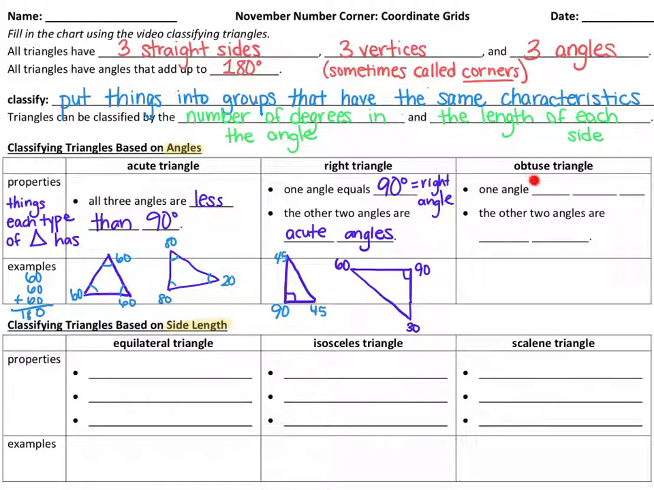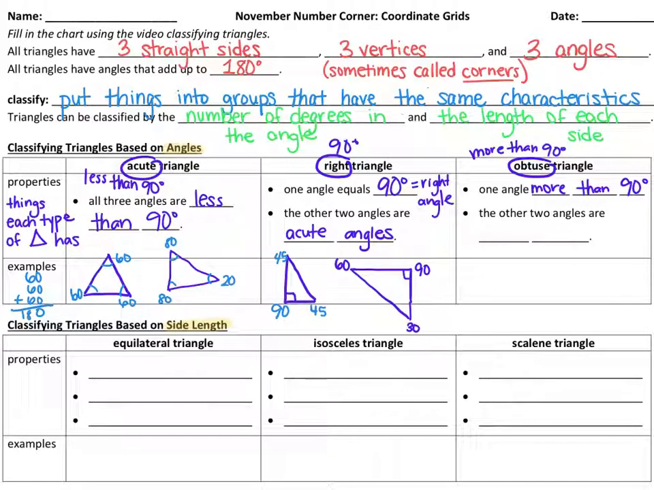Now let's do obtuse triangles. An obtuse angle has more than 90 degrees. So in an obtuse triangle, one angle is more than 90 degrees. So I circled obtuse and I wrote more than 90 degrees. A right angle is exactly 90 degrees and an acute angle is less than 90 degrees. Pause the video, make sure you have all that written down.